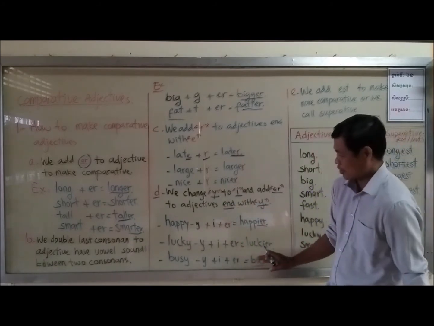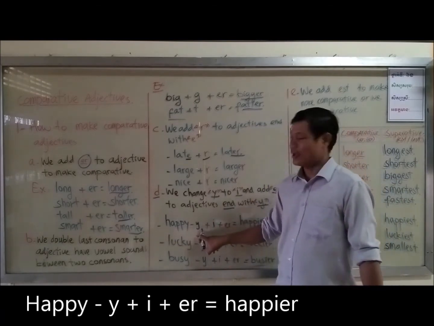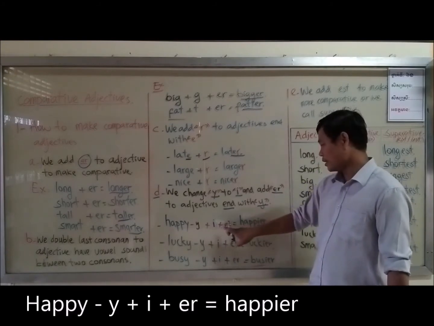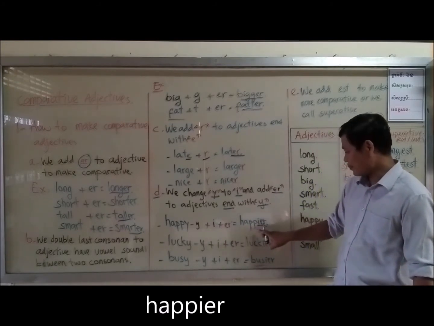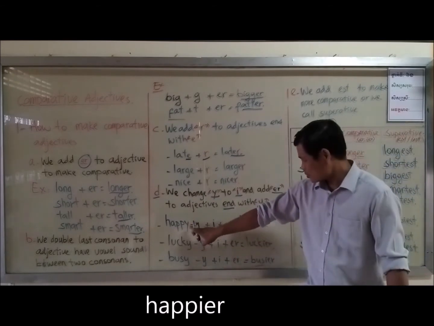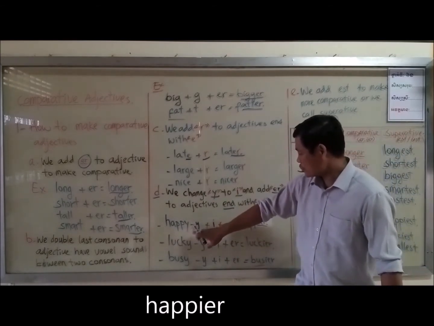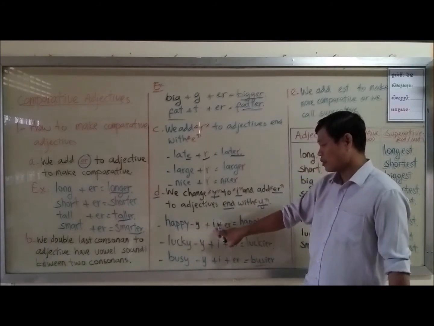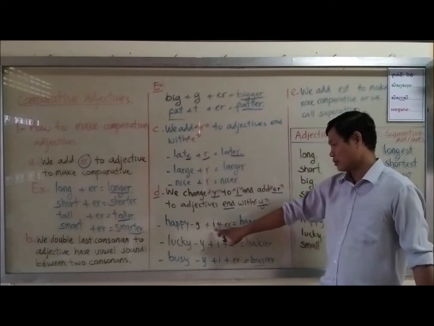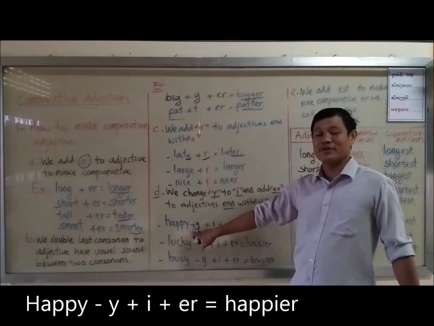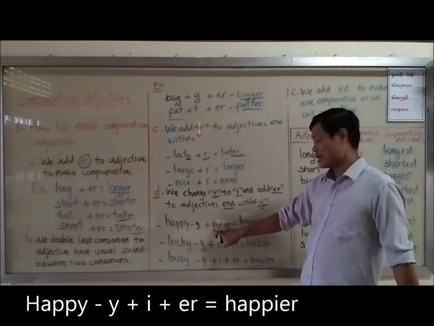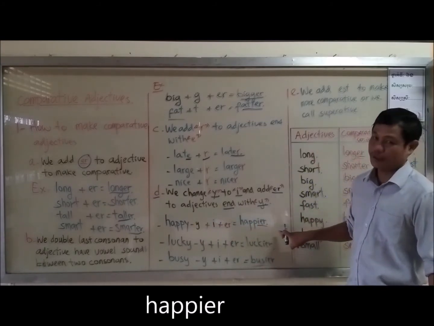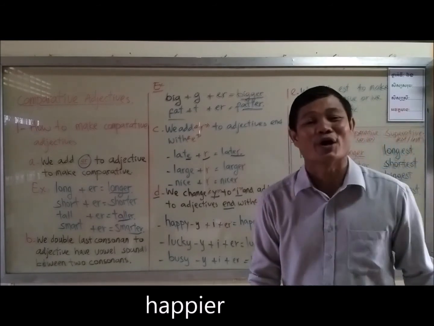Let's see the example: happy. We take off Y, we add I and plus ER: happier. Okay, let's say this one, happy. We chop off Y, we add I. So remove Y out and plus I E R. So it means happier. Can you say happier?